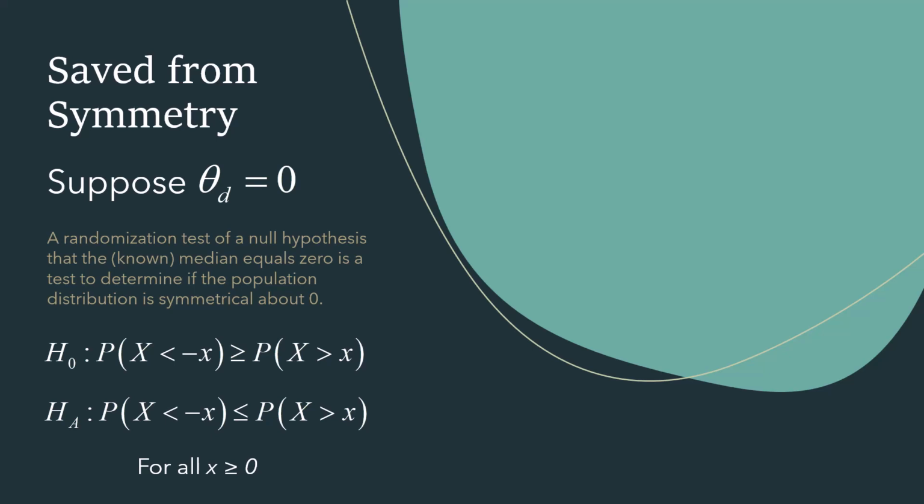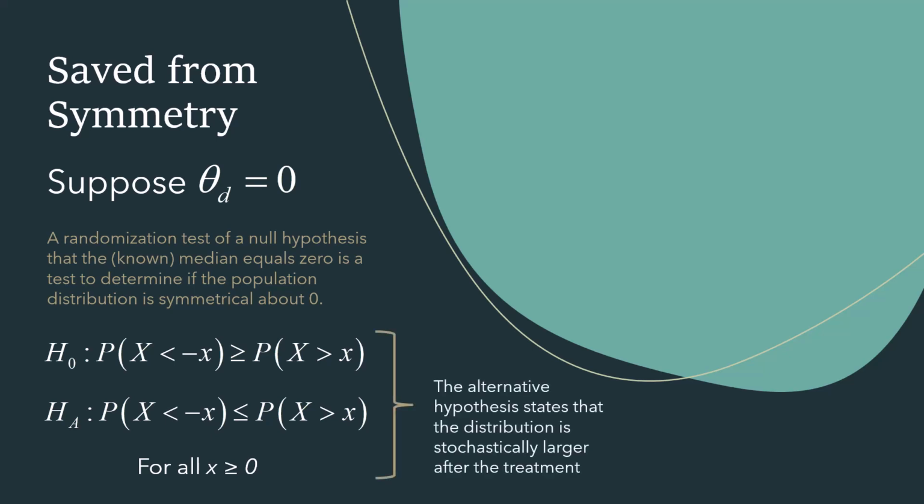The alternative hypothesis says just the opposite. If you randomly pick a score from a distribution and look at the absolute value of that score, the probability that the sign associated with that score is positive is greater than the probability that it is negative. And this is true no matter what the score is. In other words, the alternative hypothesis states that the distribution is what we call stochastically larger after the treatment. Once we have provided a treatment, scores tend to move up.